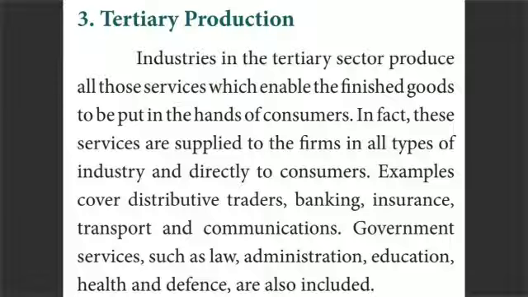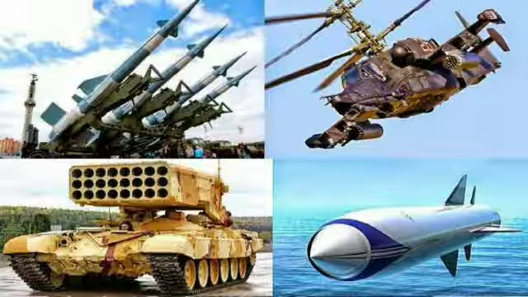Next, tertiary production. What is tertiary production? Industries in the tertiary sector produce all those services which enable the finished goods to be put in the hands of consumers. In fact, these services are supplied to the firms in all types of industries and directly to consumers. For example, covered distributive traders, banking, insurance, transport, and communications. Government services such as law, administration, education, health, and defense are also included.